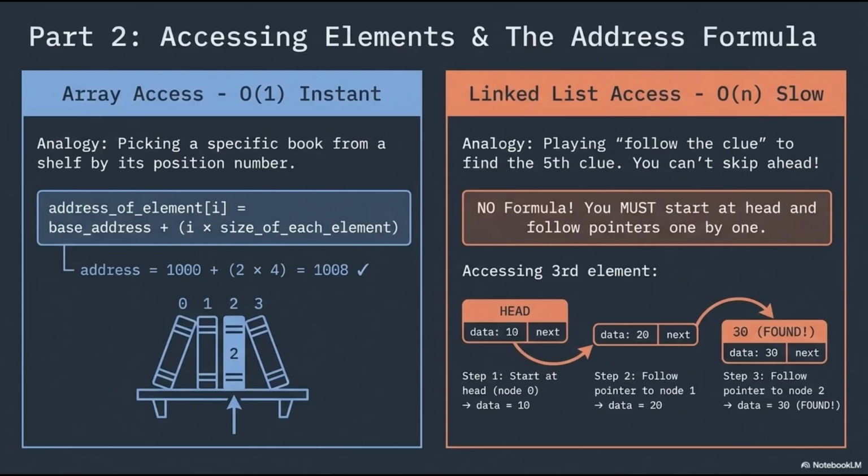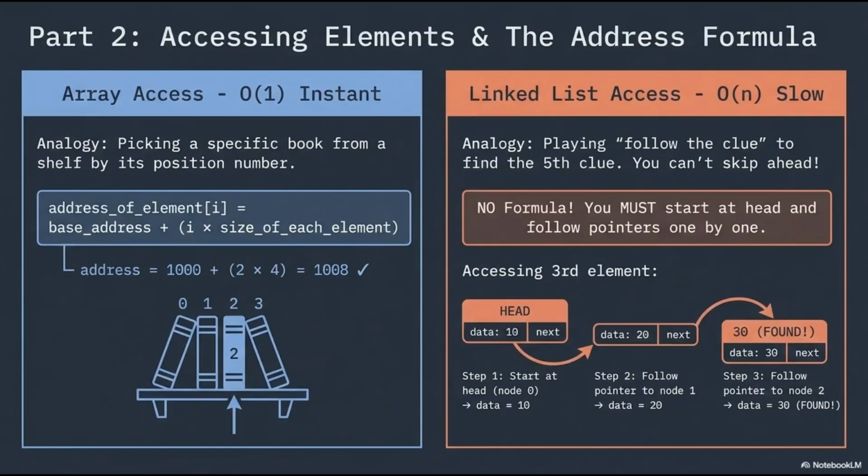Let's actually look at the math behind the array's blazing speed. See, the C compiler doesn't search an array, it calculates. It uses this super fast formula. It takes the base memory address, adds the index you want, and multiplies it by the size of each element. It's pure instant math. But finding a node in a linked list? Yeah, there's no formula for that. You have to start at the head node and painstakingly follow those pointers, one by single one, until you finally reach your destination.